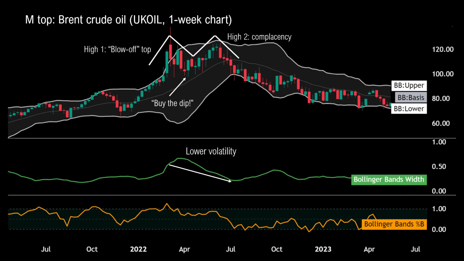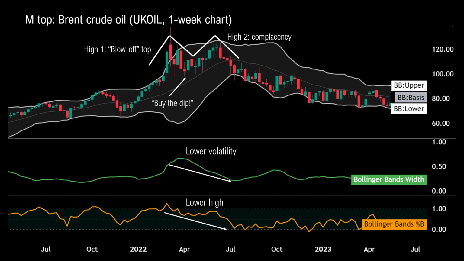Now look at the Bollinger Band %B indicator in orange. This was at a lower point on the second high than it was on the first. In other words, it was a relatively lower high versus the middle band, or 20-week simple moving average. Another sign that the trend was about to shift in favor of the sellers.